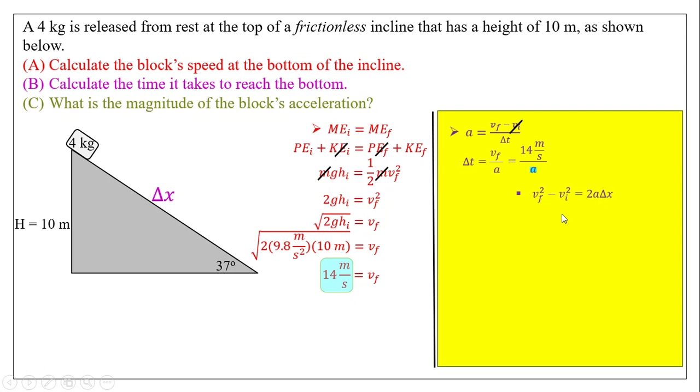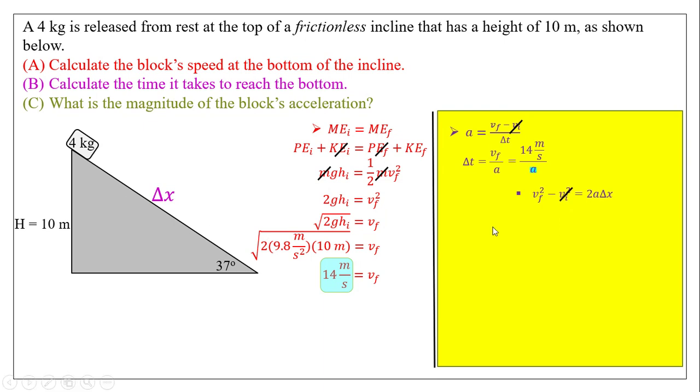I can use this kinematics equation. Why? Because I have vf, I have vi, and I just found delta x in my previous work. So the length of the ramp is found to be 16.62. If you need to rewind the video, all I did was sine of 37, which is equal to opposite over hypotenuse, to find delta x. So finding a is super light work.